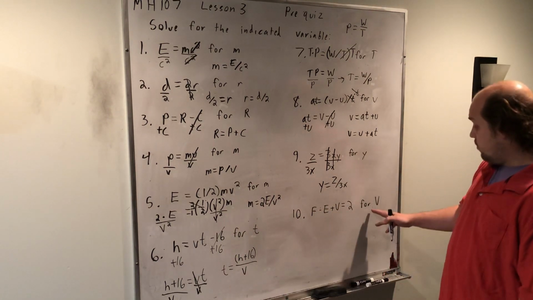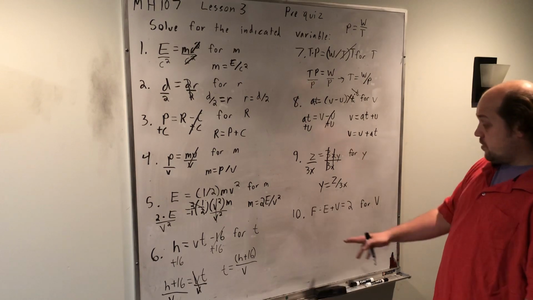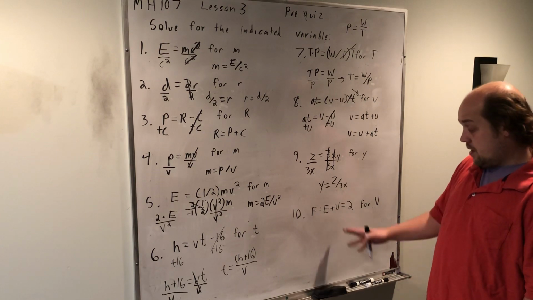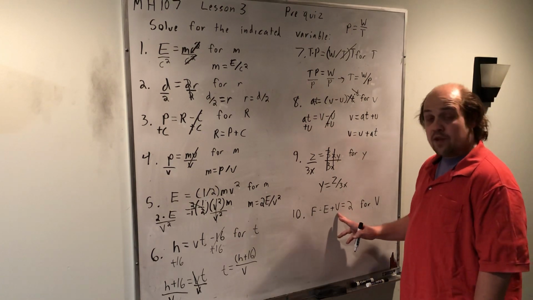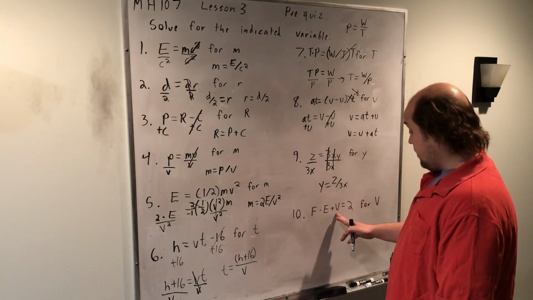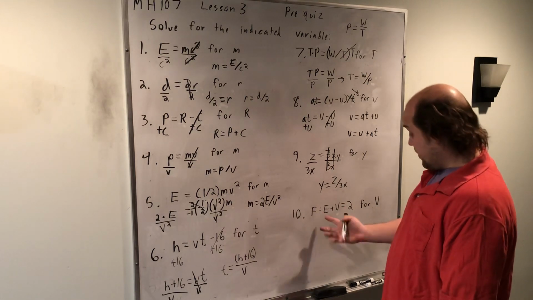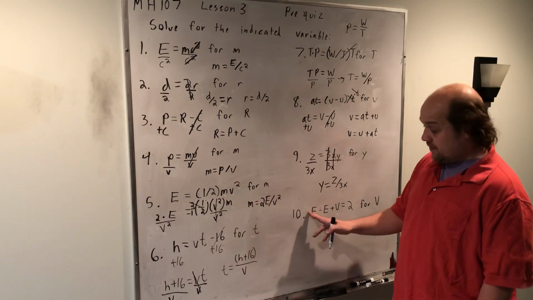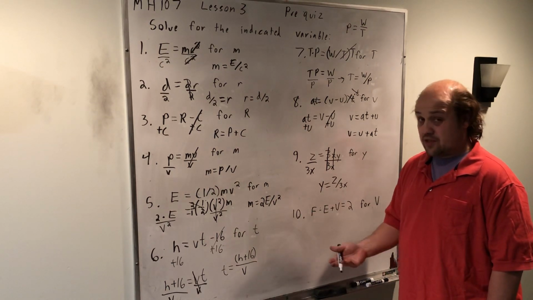In problem 10, we're trying to solve for v. It starts out as f minus e plus v equals 2. This v is really its own term. Nothing's being multiplied by it or divided. There's no parentheses around it, so I just need to move these two things that are kind of independent. This f doesn't have a sign in front of it, which means it's understood positive.